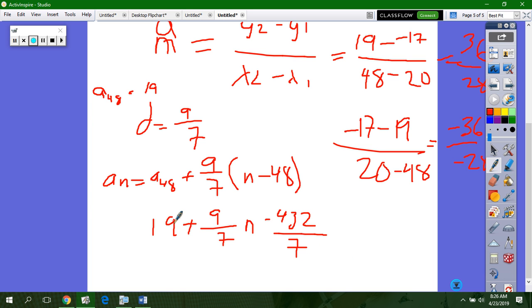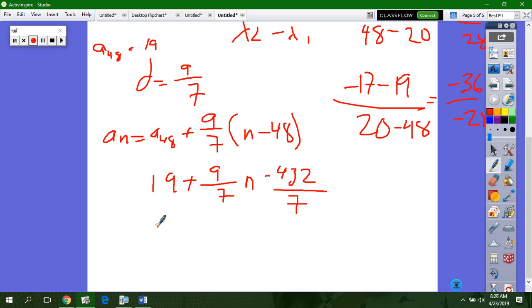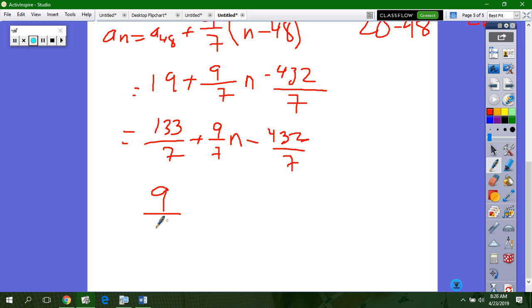Okay. Now 19, I got to get a common denominator. 19 is 133 divided by 7 plus 9/7 n. Now there's lots of fractions in here. I didn't mean to make it so fractiony. I apologize. So here's what we got: 9/7 n minus 299 over 7. Did you get the same result? There you go.